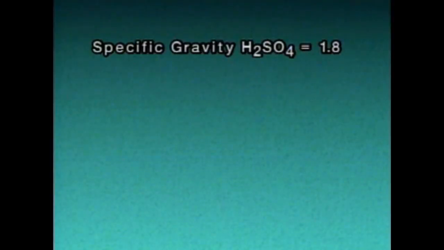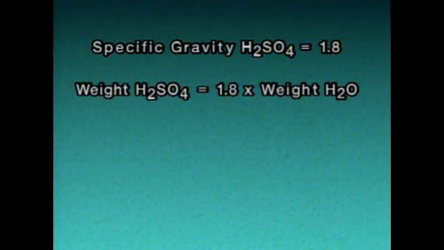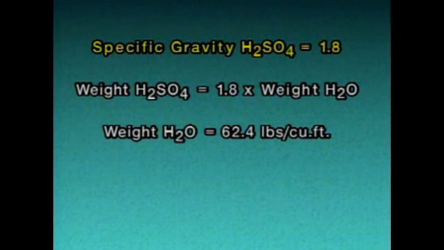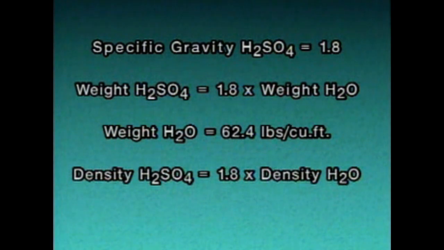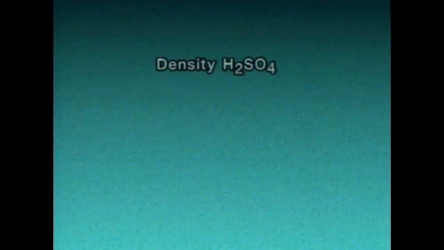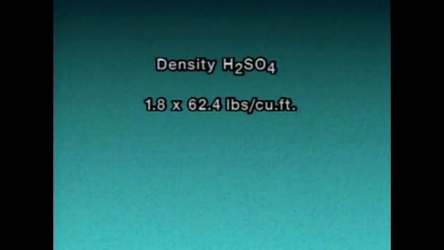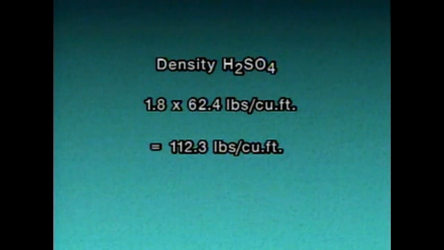It's given a specific gravity of 1. To take an example, the specific gravity of sulfuric acid is about 1.8. So sulfuric acid weighs about 1.8 times as much as water. This also means that sulfuric acid is 1.8 times as dense as water. Therefore, you can calculate the density of sulfuric acid by multiplying 1.8 times the density of water, which is 62.4 pounds per cubic foot. Sulfuric acid has a density of about 112.3 pounds per cubic foot.